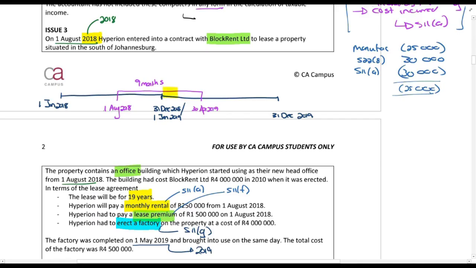Our tax year that we are looking at runs for this period of time. So first, a couple of things here. All of these amounts, this 250,000 rands here, will be 250,000 rands times how many months? So guys, we did this for 12 months. The lease premium, the section 11F, we're going to do it over 12 over 12 for the full year.